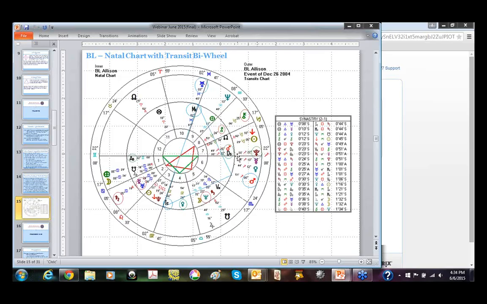Transiting Pluto is here at my descendant, so it's stimulating my mutable cross right here in my 7th house, where all these big changes are going on in the relationship that I'm having as I'm moving the family for the first time in my career of being the military dependent, following my husband everywhere. Now it's his turn to follow me around.